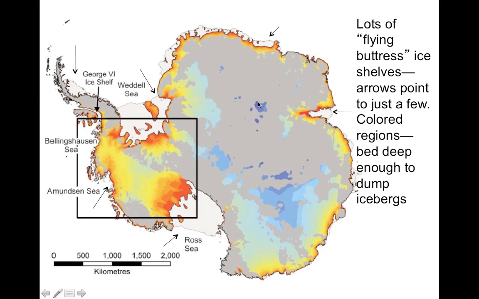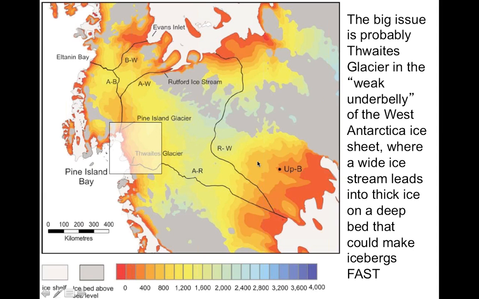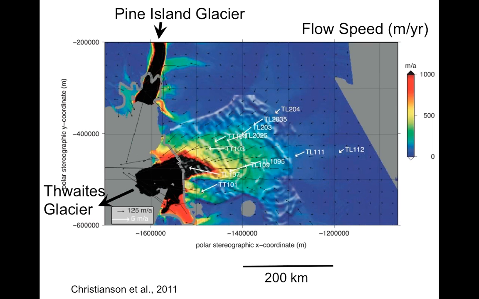So now what are we going to do? Everything in color in this picture is below sea level at the bottom and can make icebergs. And we're going to zoom in on the one on the left there. Everything in color can make icebergs. And we're going to zoom in on this little box on the left, because this is what's known as the weak underbelly of the West Antarctic ice sheet. This is what we're really worried about.